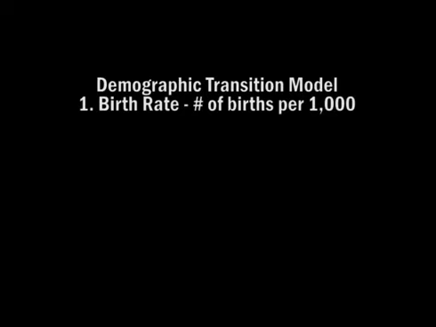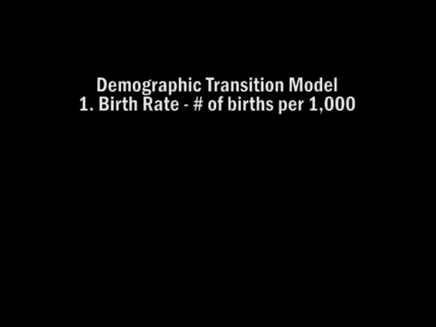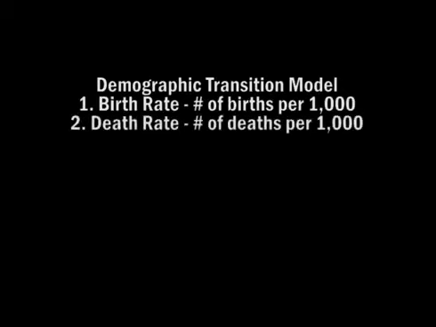Birth rate is the number of births per 1,000 people a country has per year. It is not a percentage, and it is not a total number of births. If a country's birth rate is 66, that means for every 1,000 people in a country, 66 babies are born in a particular year. Death rate is a similar statistic. It is the number of deaths per 1,000 people in a year.